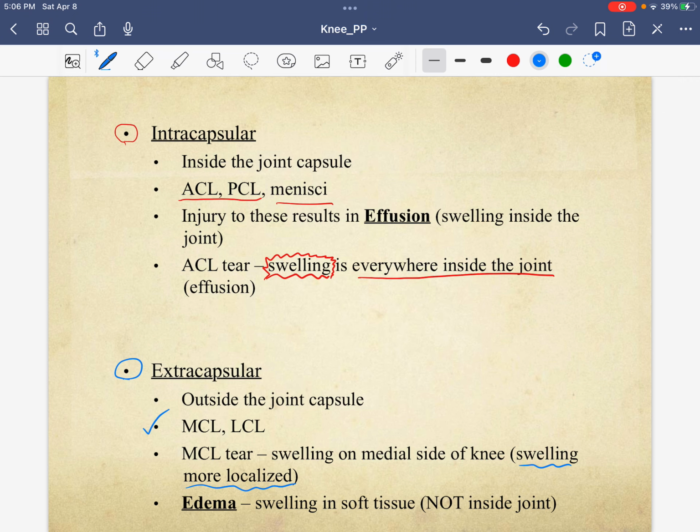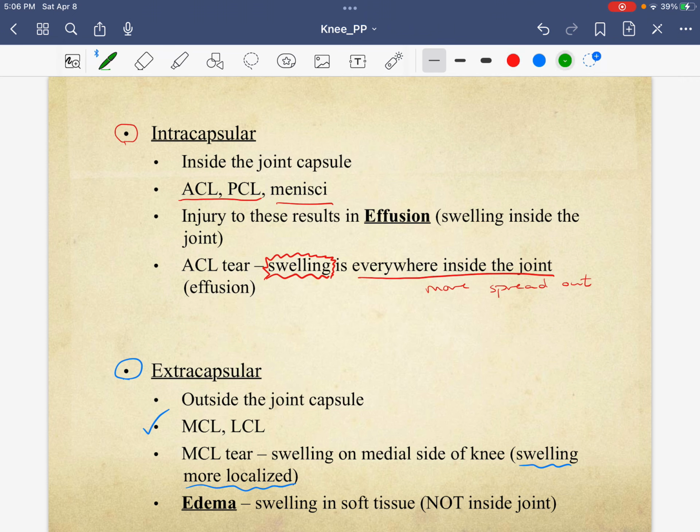Whereas these intracapsular structures, because they're all in the capsule together, sometimes the swelling and the pain can be more spread out. So you can also use that terminology. Swelling and pain is more spread out. So a good practical example, right?